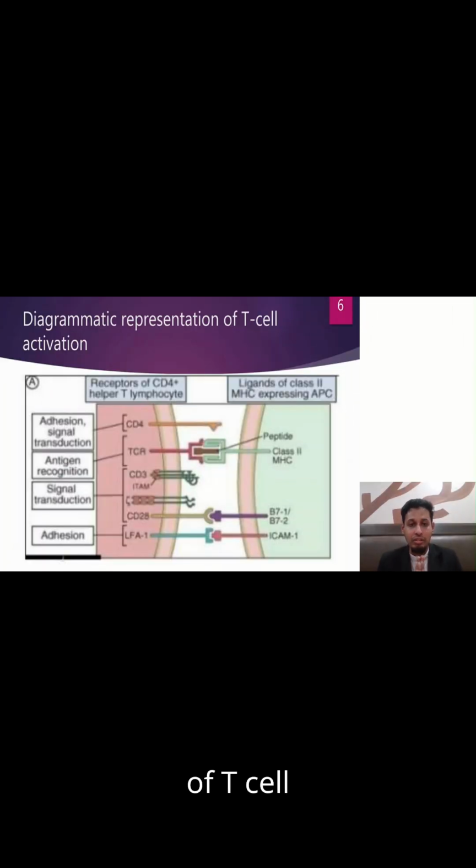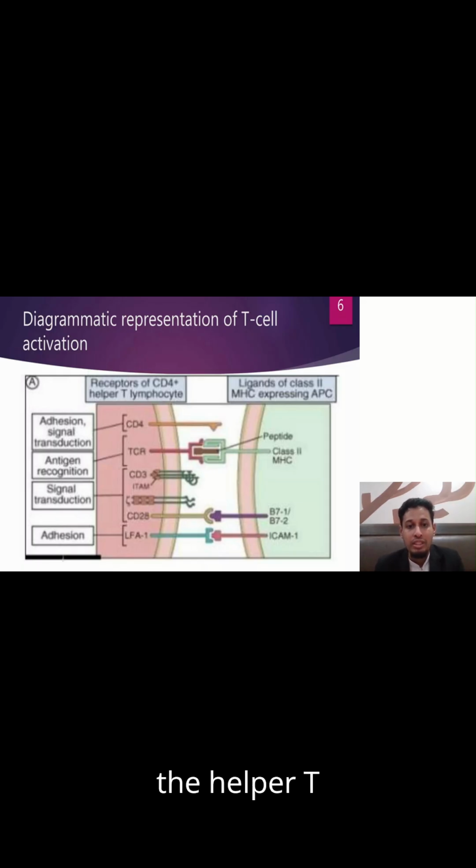So here we have a diagrammatic representation of T cell activation. All right, and this will tell us how T cells are activated during a viral infection. The antigen-presenting cells, such as dendritic cells, will capture the virus, break it down, and present a piece of it on the MHC class 2 molecule.